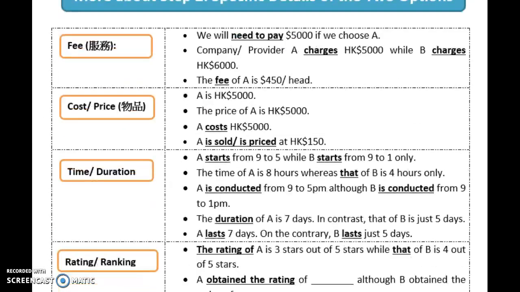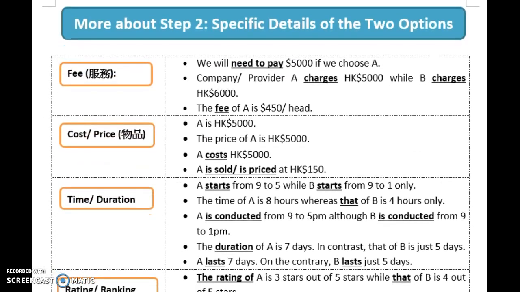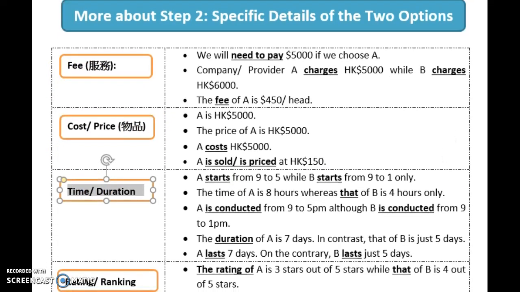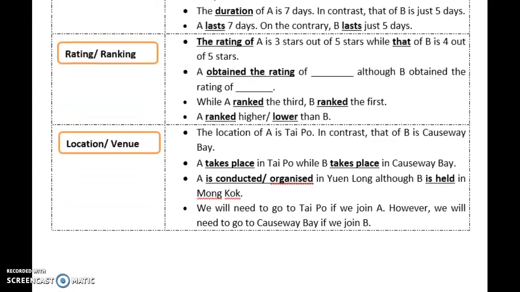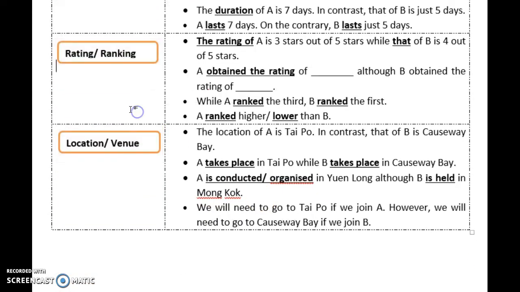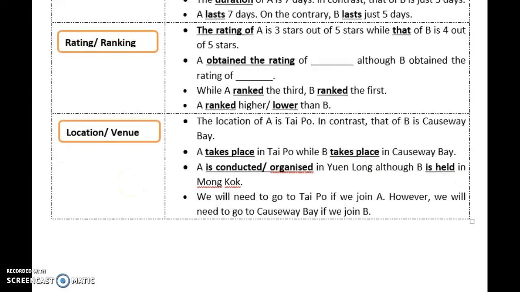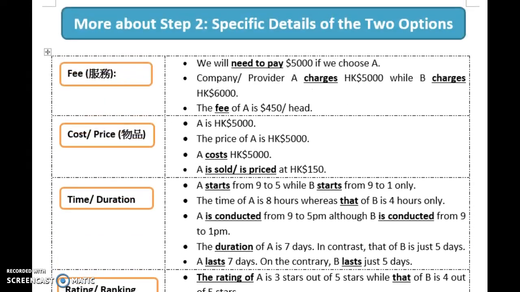Here I have made a summary to show you more about step 2, giving specific details of the 2 options. So look at the left hand side: fee, cost, price, time, duration, rating, ranking, location, venue. So you may take a look at it in detail.